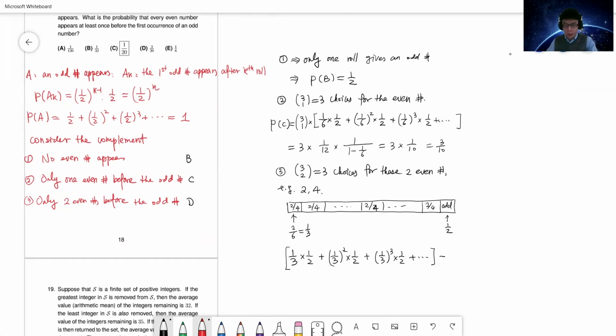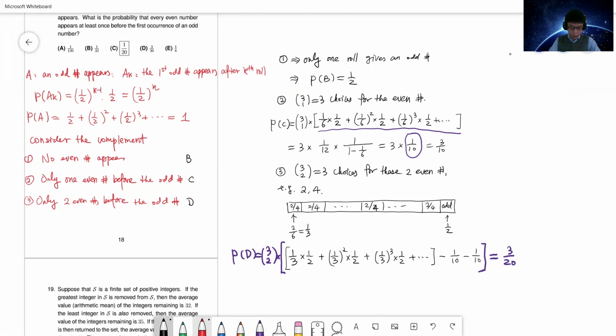So there are two cases with only one even number. We should subtract 1 over 10, twice. This 1 over 10 comes from the previous step calculation. So we subtract this. This number corresponds to having both 2 and 4 appear before the first odd number. And of course, we should multiply this by 3. That's the probability of D. This number gives you 3 over 20.